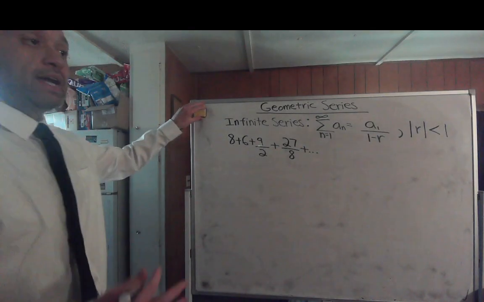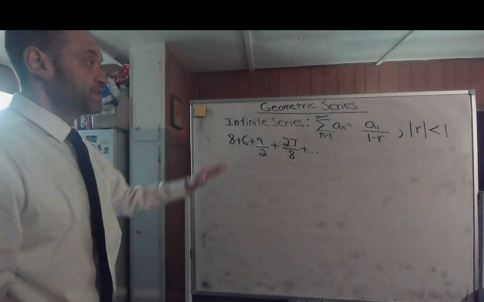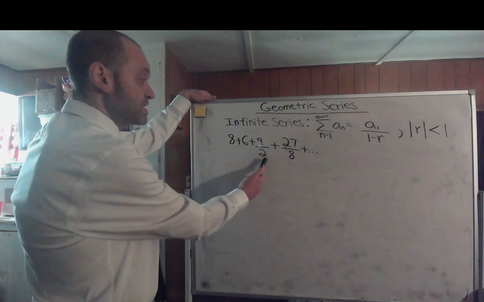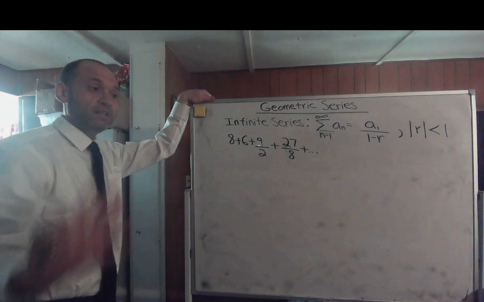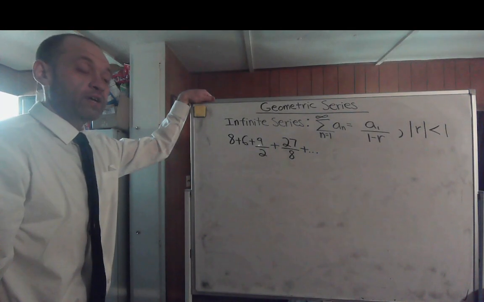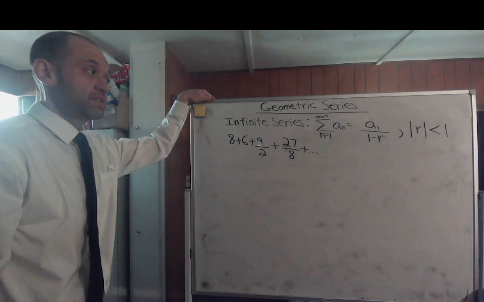So let's go ahead and get into some examples here. So I have this infinite geometric series where you have 8 plus 6 plus 9 halves plus 27 eighths, and it just keeps going infinitely. We need to determine what is the common ratio, and are we going to be able to do anything with this?